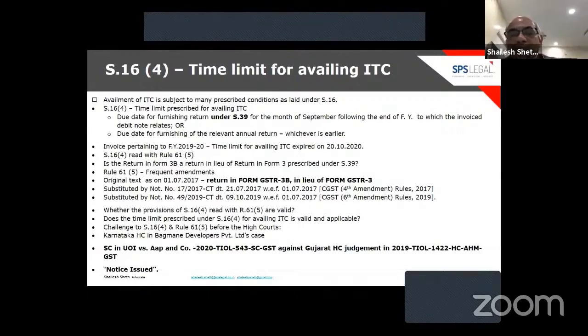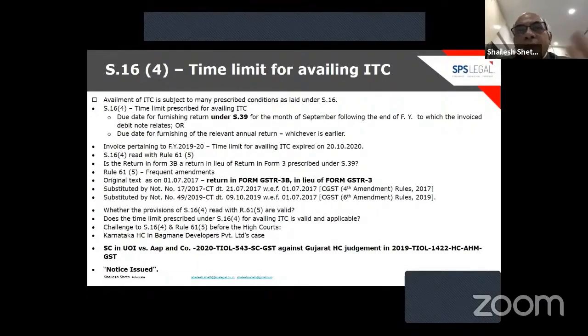Without going into the history in detail, friends, if you see when 3B was introduced, in the GST Council meeting, if you see in detail, the GST Council never considered 3B as replacing 3 or in lieu of 3. They have always called it a stopgap arrangement. It was a stopgap arrangement. It remains a stopgap arrangement. By rules, it cannot be made a return replacing 3.